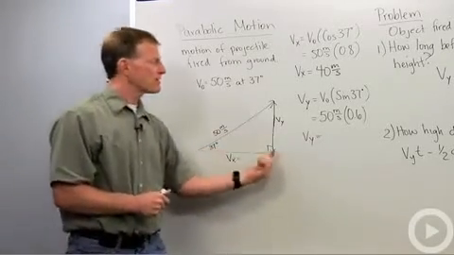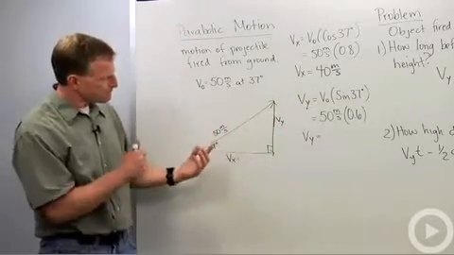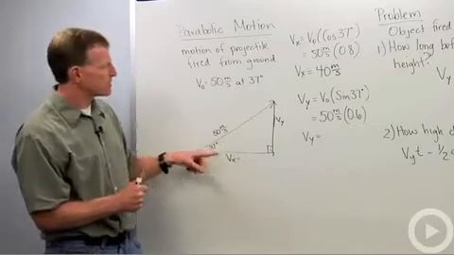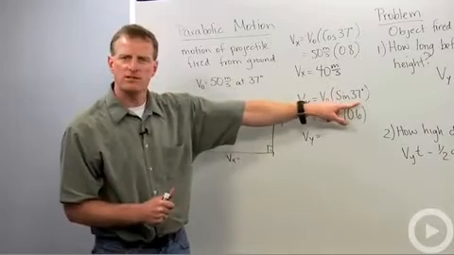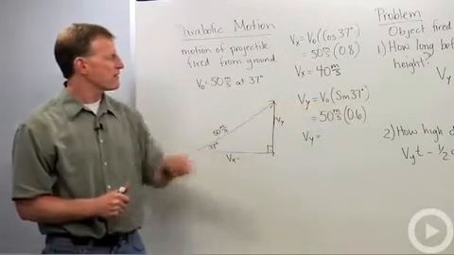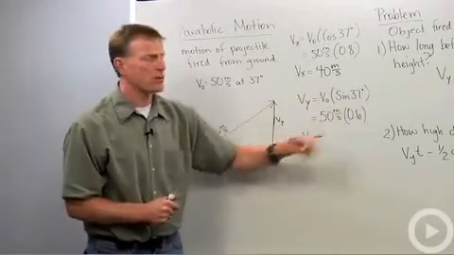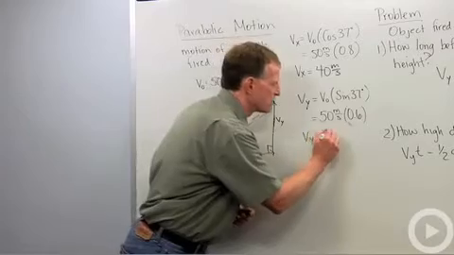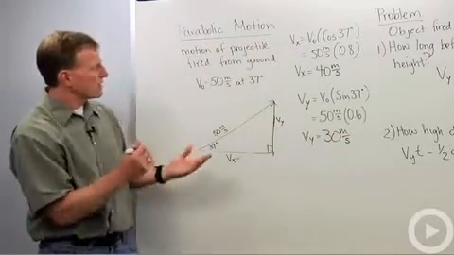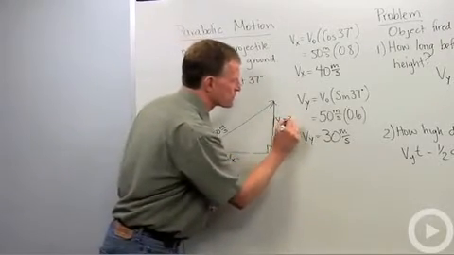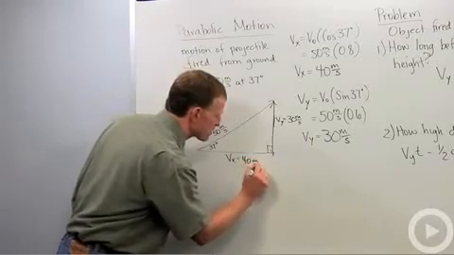Now I want to figure out what the y velocity is, the vertical velocity. Again for that one, I can use the sine of 37 because this over this equals the sine of 37 degrees. So to solve for that, I've got 50 meters per second times the sine of 37 degrees, which is 0.6. And that's going to equal 30 meters per second. So now I'm going to go ahead and write them right here. This guy equals 30 meters per second. This guy equals 40 meters per second.